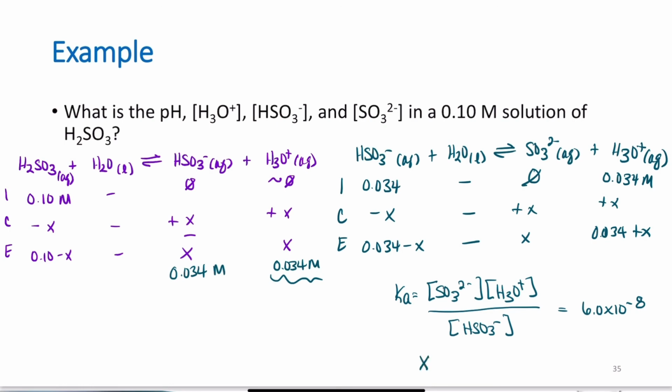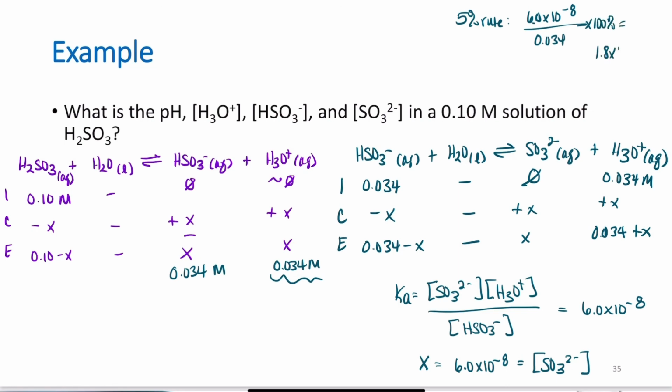If I try the approximation, I get an x value of 6.0 times 10 to the minus 8th, and this is equal to the concentration of SO3 2 minus. When I check my 5% rule, 6.0 times 10 to the minus 8th divided by 0.034 times 100 gives me 1.8 times 10 to the minus 4%. We are good to go. It is a safe approximation. So we weren't able to use the 5% rule the first time. We can use it this time.